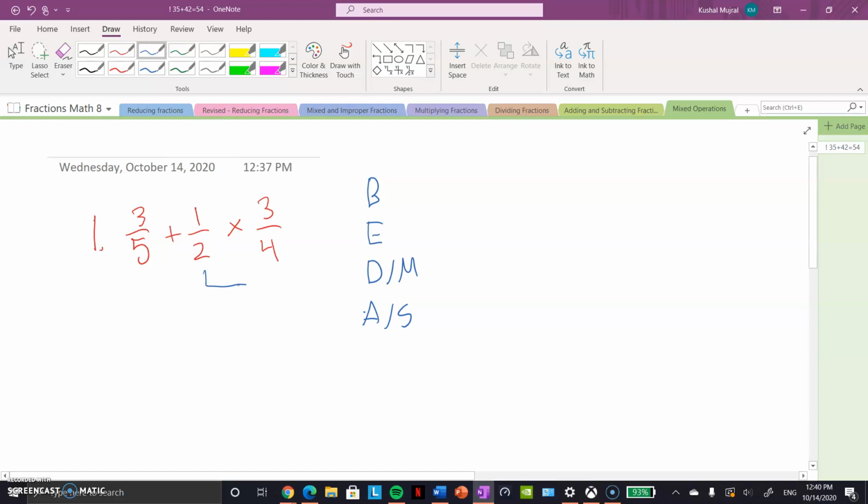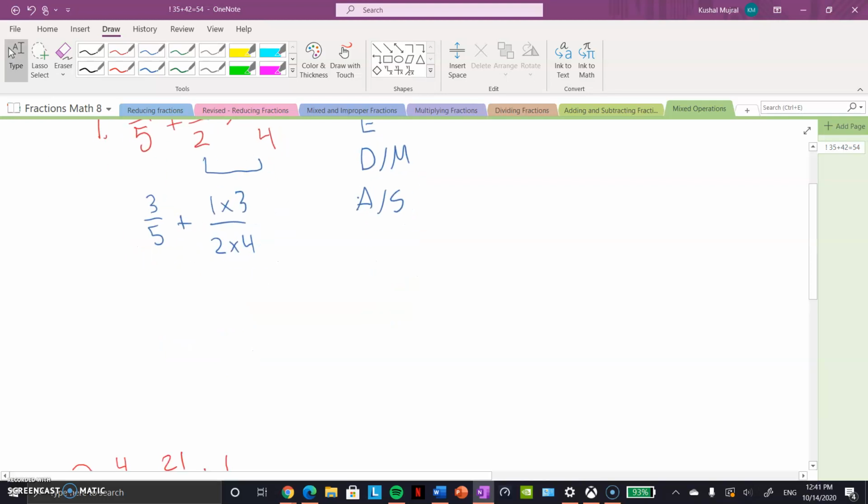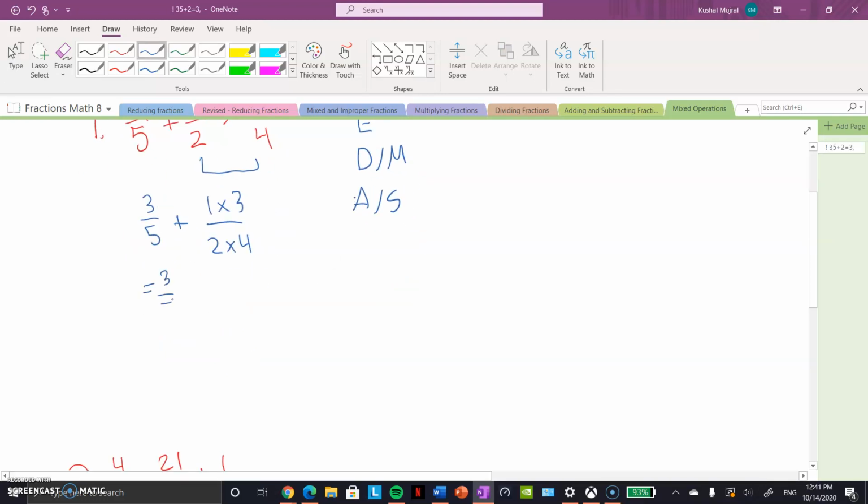So here we're going to have to do this multiplication first. So if you remember, 3 over 5 plus 1 times 3 over 2 times 4. So you always have to check first to see if anything can reduce. In this question, nothing reduces, so you don't have to worry about that. Okay. So then this becomes 3 over 5 plus 1 times 3 is 3 over 2 times 4 is 8.